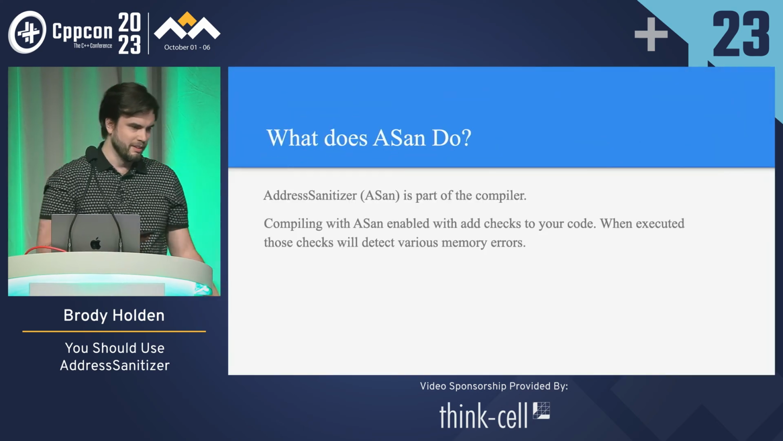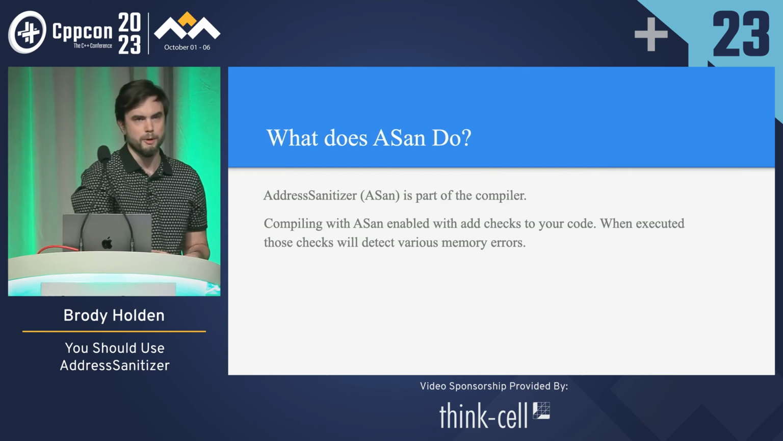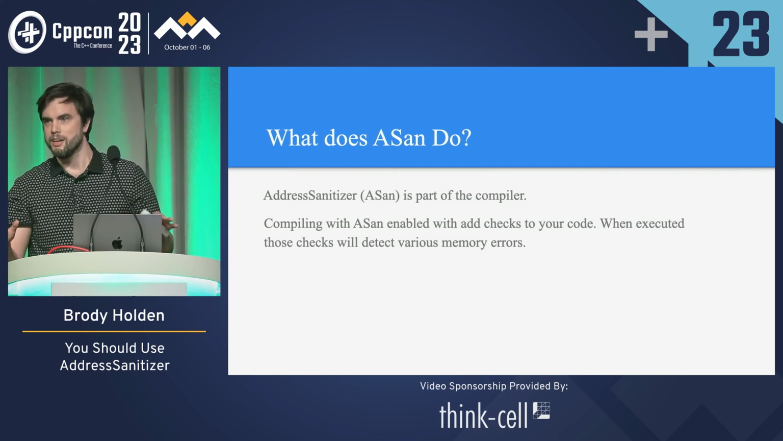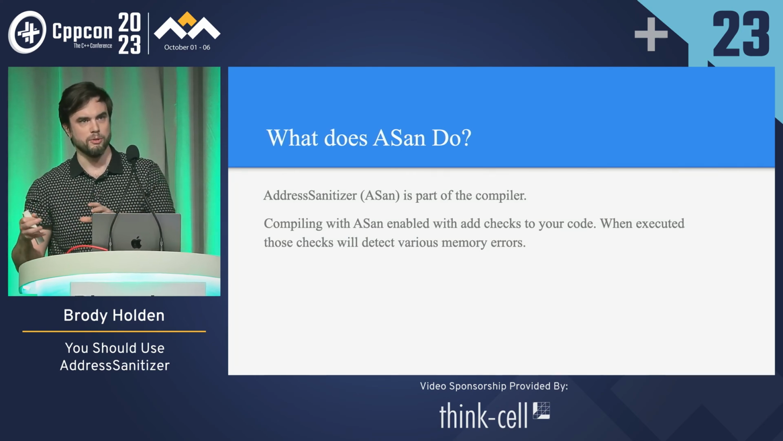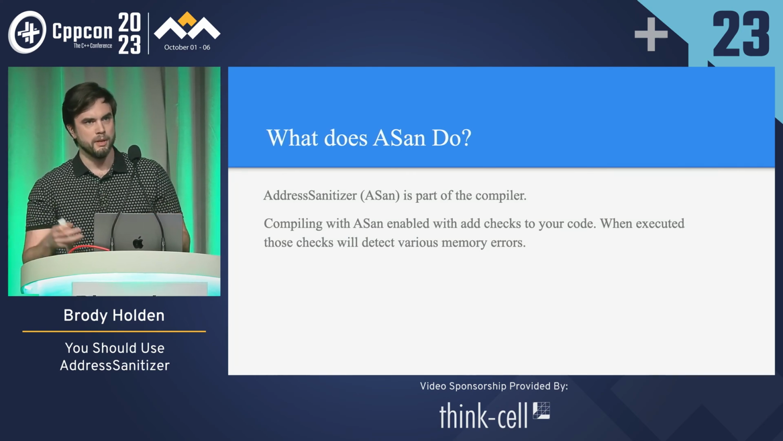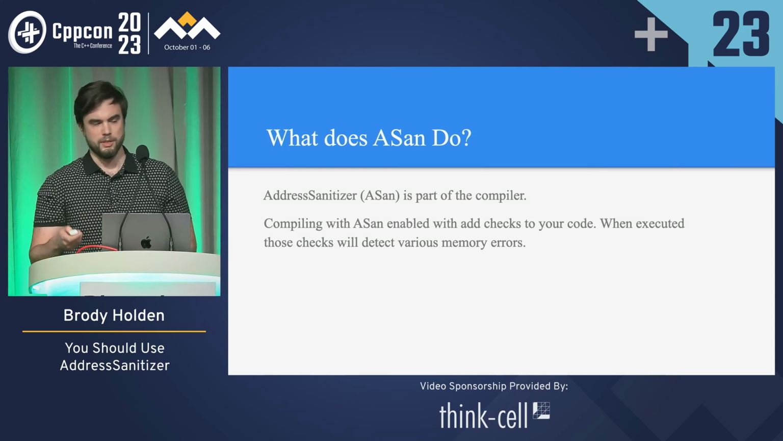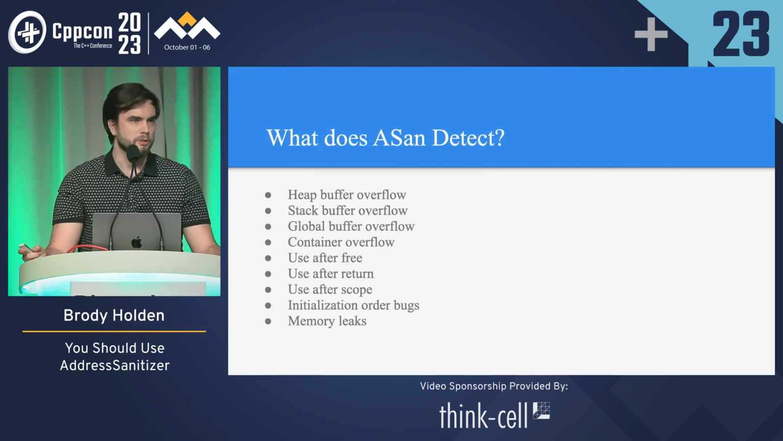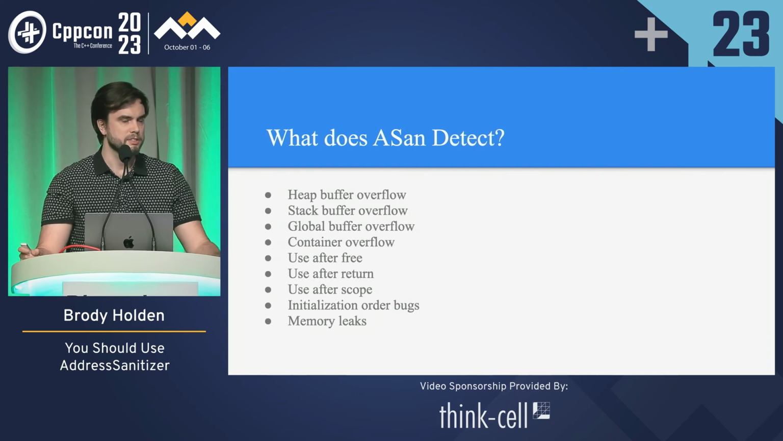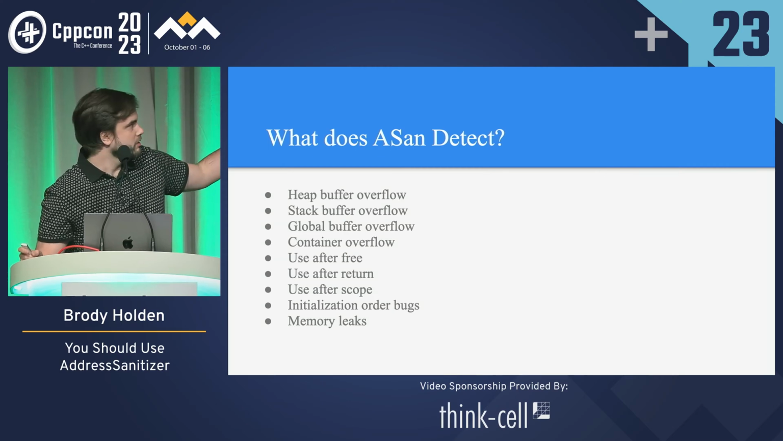All right. So Address Sanitizer, also called ASan, is part of the compiler. You will compile your code with ASan enabled, and it will add extra instrumentation to your code. Then when you run your program, those checks will detect various memory errors. So it can detect overflows, writing or reading outside of buffers that are on the heap, the stack, global. Notice that Valgrind can only do the heap.